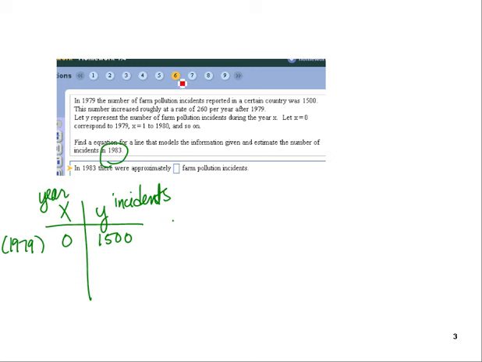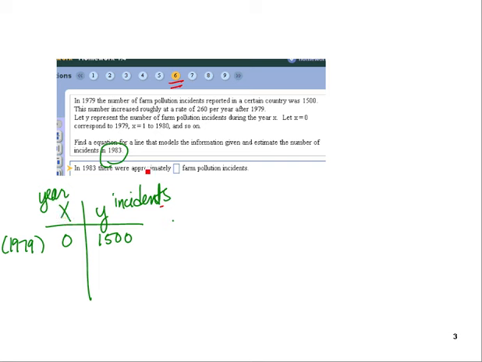Now, number 6 from the MyMathLab homework deals with incidents of farm pollution. It says in 1979, the number of farm pollution incidents reported in a certain country was 1,500. This number increased roughly at a rate of 260 per year after 1979. Let y represent the number of farm pollution incidents during the year x, and let x equal 0 correspond to the year 1979, x equals 1 to 1980, and so on.